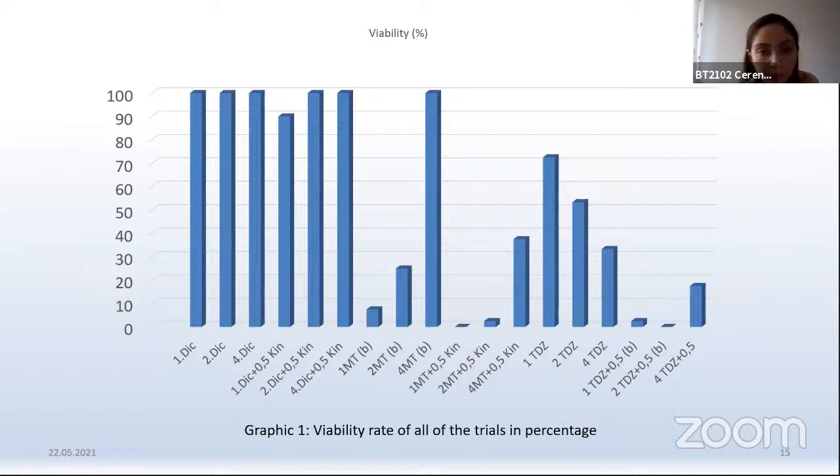And here are the viability rates in percentage in the bar chart. We can see all of the dicamba trials have a rate of nearly 100, so this is the best trial of all of them, but meta-topolin and TDZ don't have the greatest. And when we look especially at the concentration, when TDZ concentration is increased, it decreases the viability. But meta-topolin doesn't have the same results, it doesn't have better results.